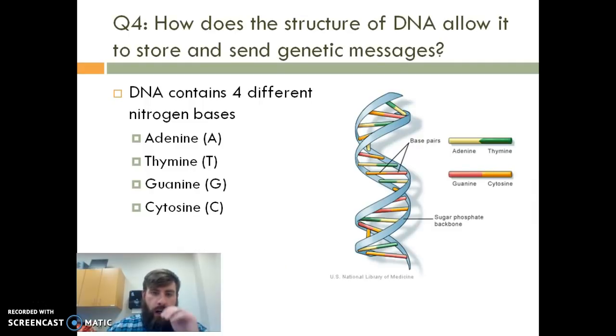Now, there are a couple different bases, those nitrogen bases. There are 4 of them: adenine, thymine, guanine, and cytosine. You don't necessarily need to know the whole word. You just need to know the short version, which is the A, T, G, and C.